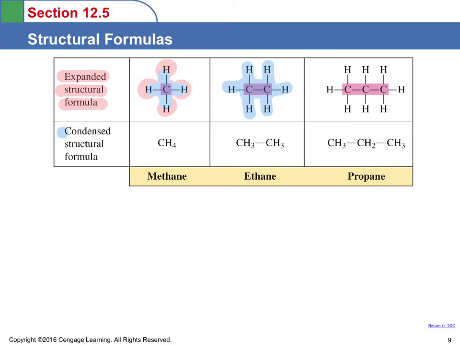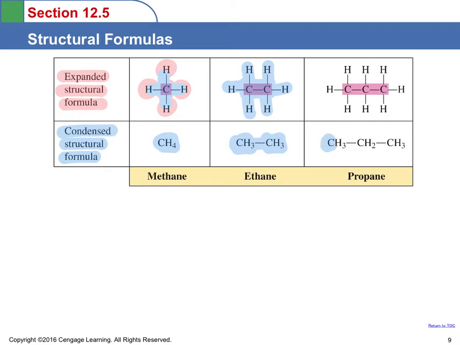We can also do what's called a condensed structural formula. So condensed, we're shortening things down a little bit, not quite as much detail. Here we're going to write all of the atoms, so we have C's and H's, but we don't show the bonds to hydrogen. Here's a carbon with 4 hydrogens attached. In the next example, I have a carbon with 3 hydrogens attached. That carbon is then bonded to the next carbon, which also has 3 hydrogens attached.